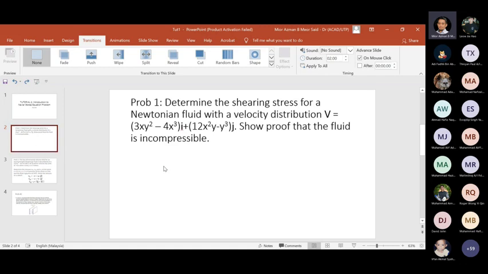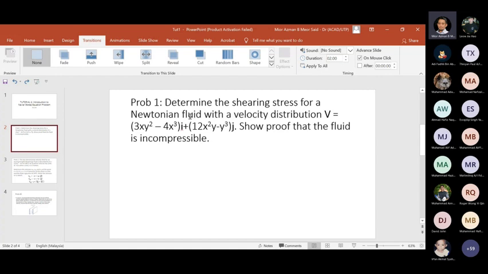We look at problem 1. Determine the shear stress for a Newtonian fluid with a velocity distribution v equal to (3xy² − 4x³)i + (12x²y − y³)j. Show proof that the fluid is incompressible. Right, so here we need to find the shearing stress for a Newtonian fluid.